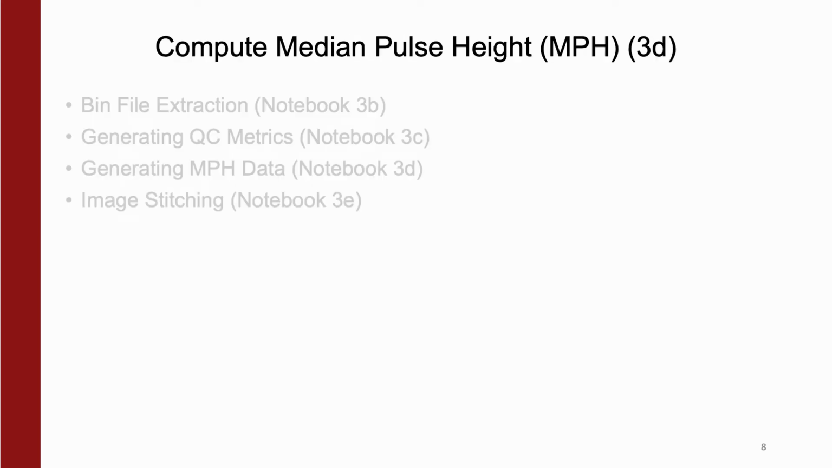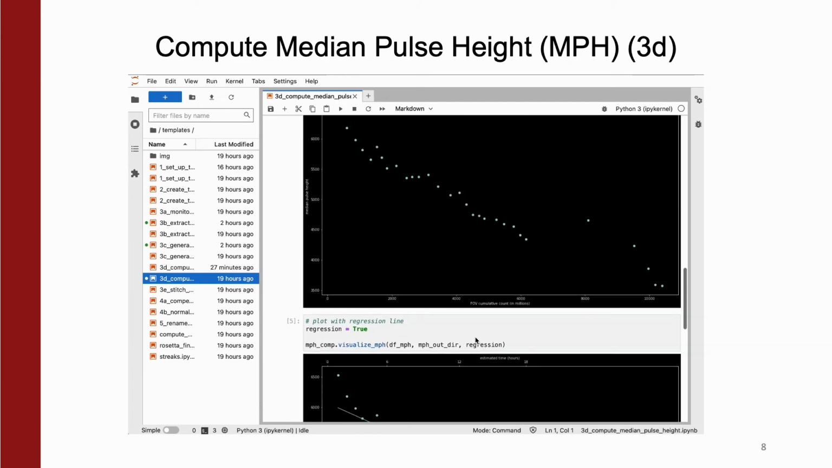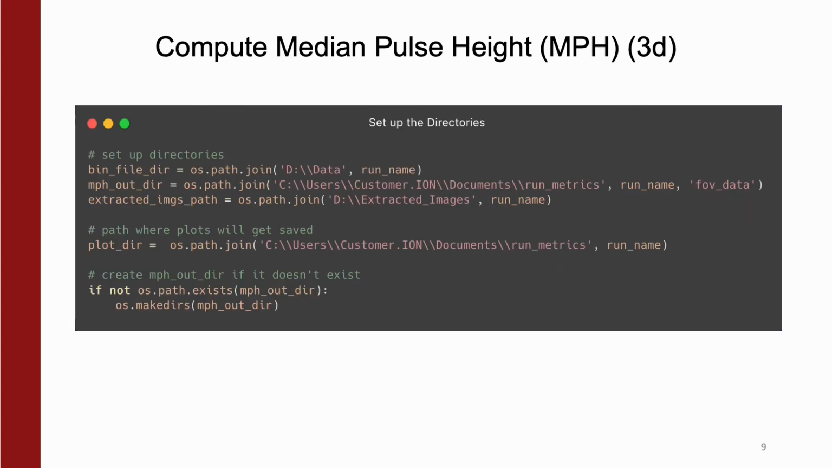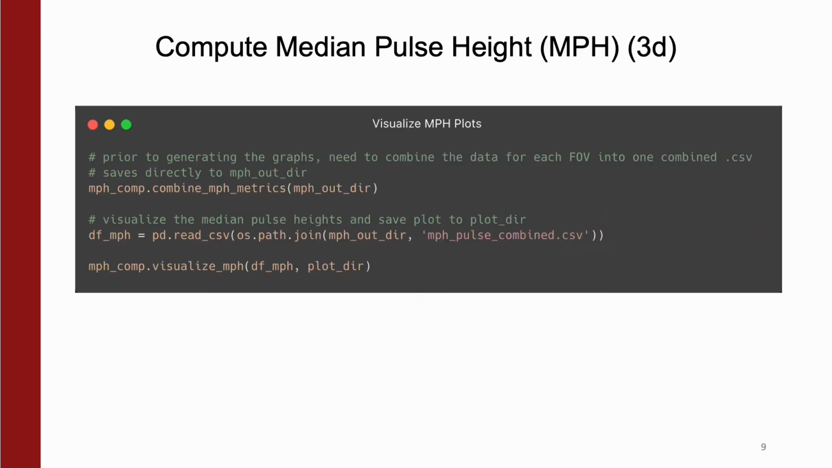In Notebook 3D, we'll be computing the median pulse height, also known as MPH. Go ahead and duplicate and open up the notebook. Just like in previous notebooks, we're going to start with getting the run name. Next, it's going to create the necessary directories to save the MPH data to and to load the files from. Then we're going to compute the MPH per FOV. And next, we can visualize the MPH plots.